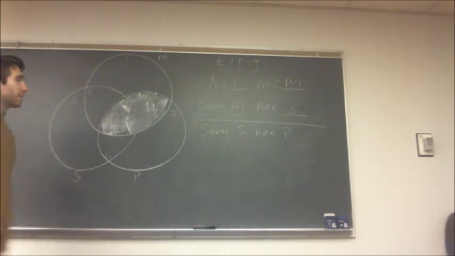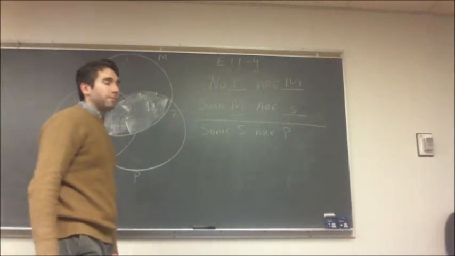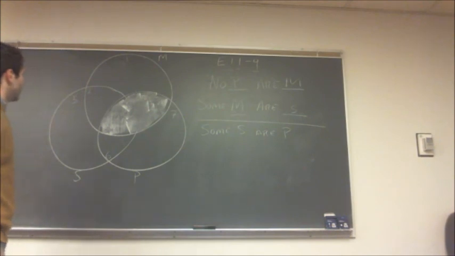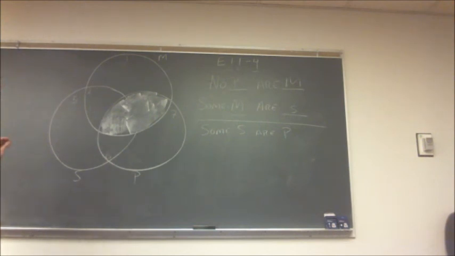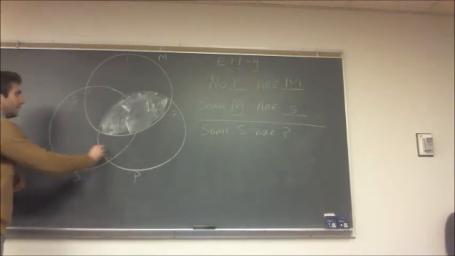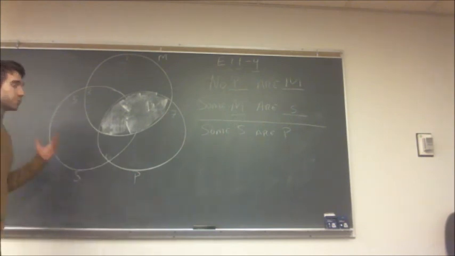Okay, now we can diagram the second premise. We're told that some M are S. So what does that mean? Well, that means we're going to have to put an X, because it's particular. And we're going to have to put an X in a place where something is both S and M. So this is what's remaining of the S circle that's unshaded: 2, 5, and 6. And the question is, where do we put the X?